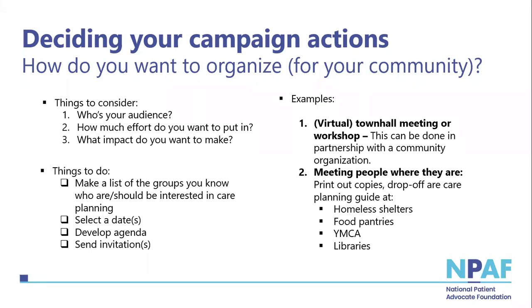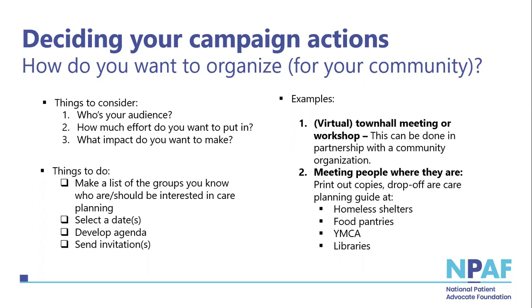So again, if you want to do that sort of community organizing, I think that answers the amount of effort you want to put in and what kind of impact you want to make. That's that high effort, high impact. Those actions are what you're interested in doing. So some of the things to do to prepare for this level of organizing is, again, make a list of the groups who are interested or should be interested in care planning, select the dates, develop an agenda, and send those invitations.